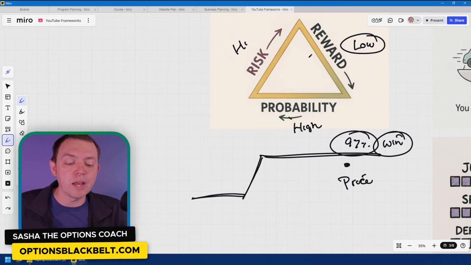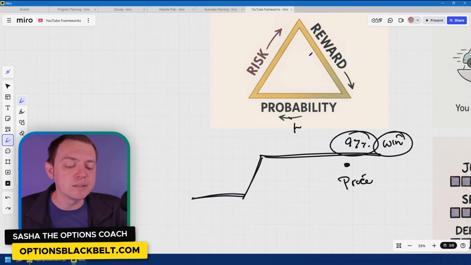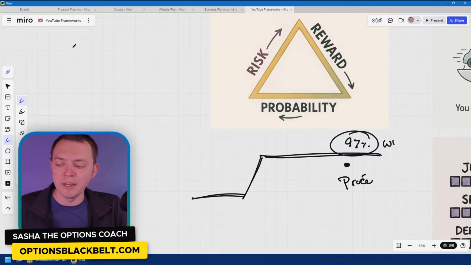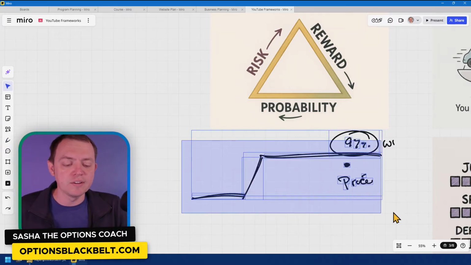Okay, let's switch it around a little bit. Let's say we take something a little bit different and we're going to go in and do a different kind of vertical spread.